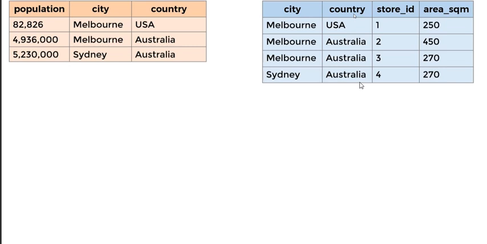And we have the city and country which each store is located in. Store 1 is in Melbourne, USA. Stores 2 and 3 are in Melbourne, Australia, and store 4 is in Sydney, Australia. In order to correctly join these two, we need to join on both the city and country columns. However, before we go through this, I want to show you what happens if we join the tables based on only one column.